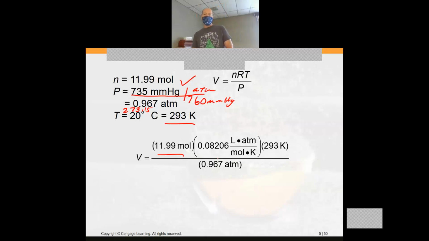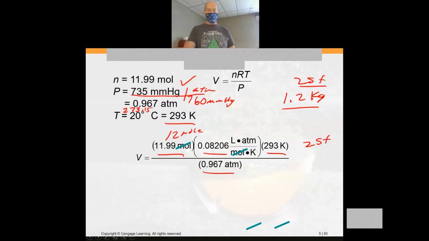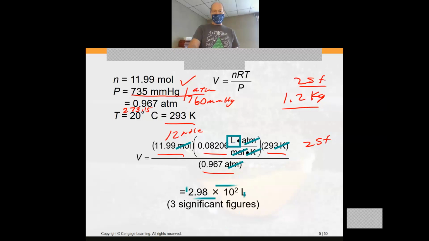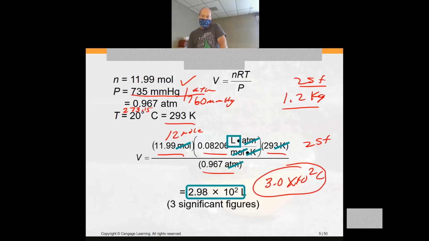And then we plug it in: 12 moles, the R value that's given, 293, 0.967. Since they gave us 1.2 kilograms, which is 2 sig figs, we will give our answer to 2 sig figs. You're going to give 2 significant figures for the volume of your CO2. They gave the wrong number of sig figs. That should be 3.0 times 10 to the second liters. I'm not sure why they're saying 3 sig figs.